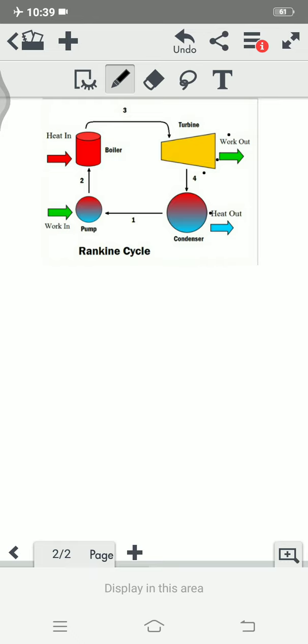Now the next component is the condenser. The condenser removes the heat from the exhaust steam coming from the turbine. That heat from the exhaust steam is removed by the condenser, and it is removed at a constant pressure. So heat addition is at constant pressure, and heat removal from the exhaust steam is also at a constant pressure.